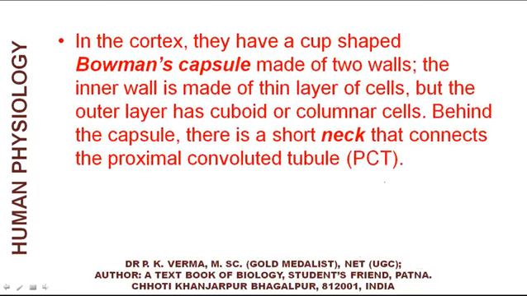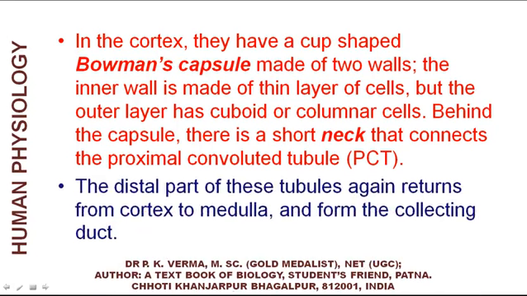In the cortex, they have a cup-shaped Bowman's capsule made of two walls. The inner wall is made of a thin layer of cells, but the outer wall has cuboid or columnar cells. Behind the capsule there is a short neck, followed by the proximal convoluted tubule. The distal part of these tubules again returns from the cortex to the medulla and forms the collecting duct.